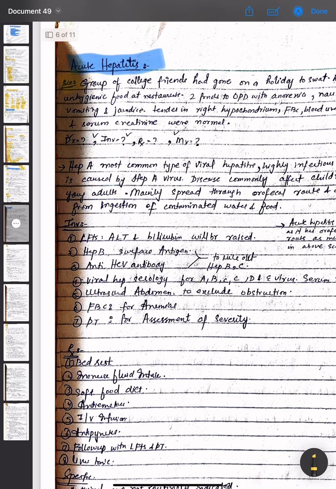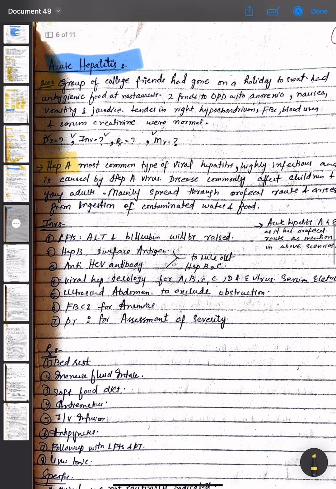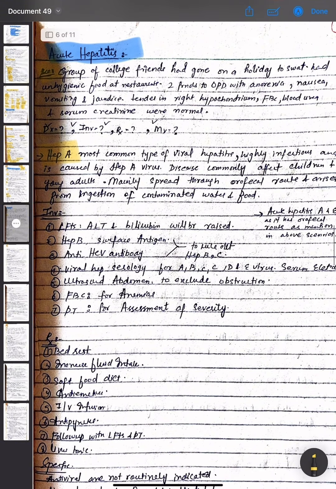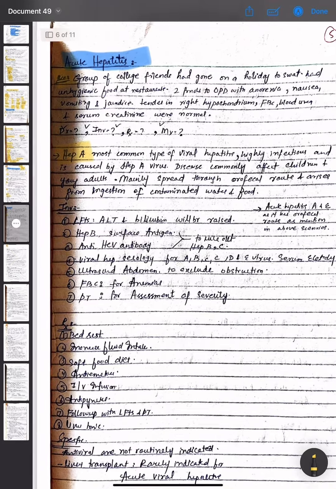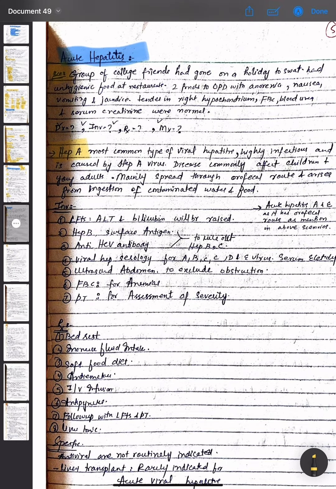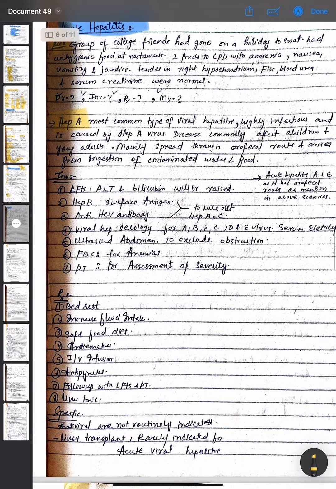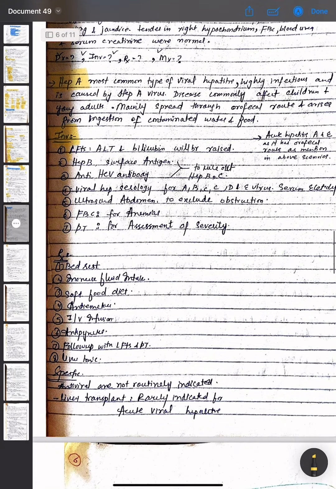Another scenario: hepatitis A, the most common type of viral hepatitis, highly infectious. The diagnosis is hepatitis A, and the definition is that it is the most common type of viral hepatitis, highly infectious, caused by the hepatitis A virus. The disease commonly affects children and young adults, spreads mainly through the fecal-oral route, and arises from ingestion of contaminated water and food.